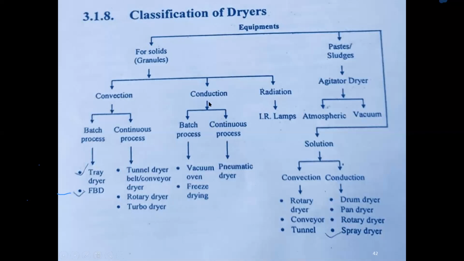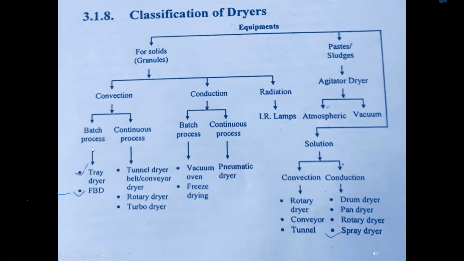Then conduction means we can apply vacuum. Vacuum is applied. And next is radiation. Different UV radiations or gamma radiations can be used to dry the material. Different lamps are used for that, which is called radiation. Then in convection there are two processes: batch process and continuous process.